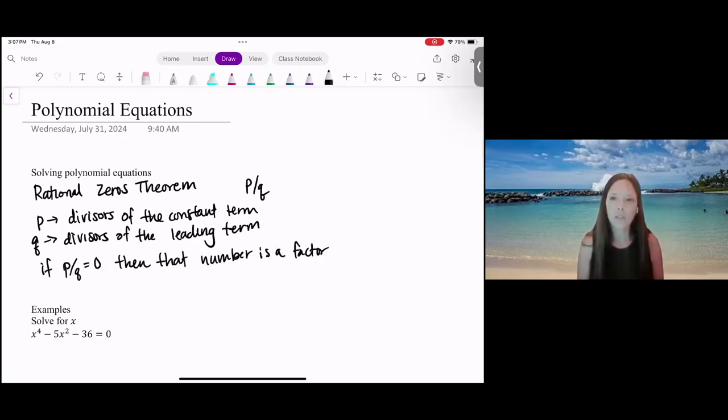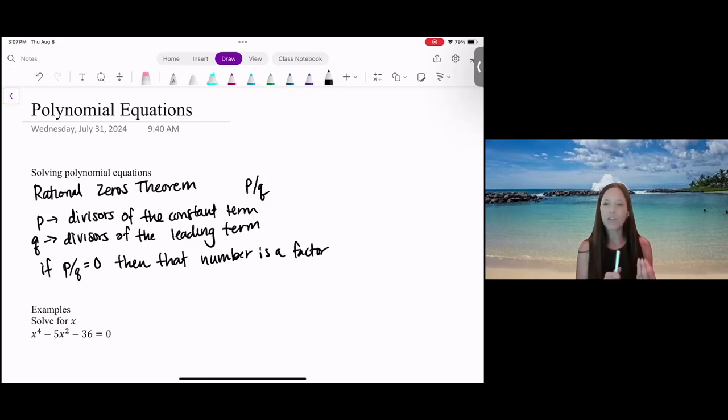The rational zeros theorem uses the divisors of the leading coefficient as well as the constant term, all of those factors combined together, and then whatever value makes that function zero is a factor. So if you take p over q, let's say, for instance, you have this x to the fourth minus 5x squared minus 36 equals 0 problem that we're approaching.